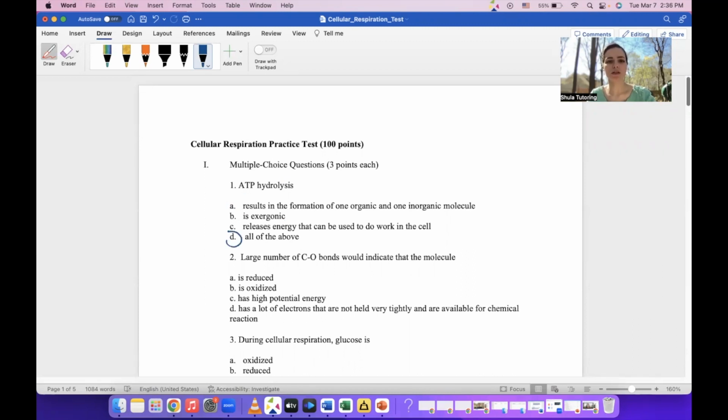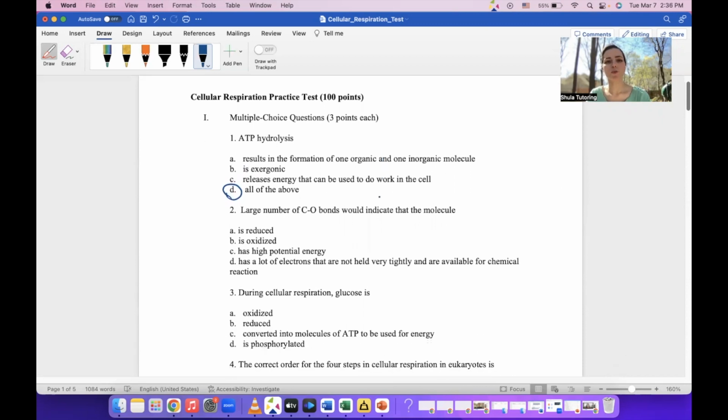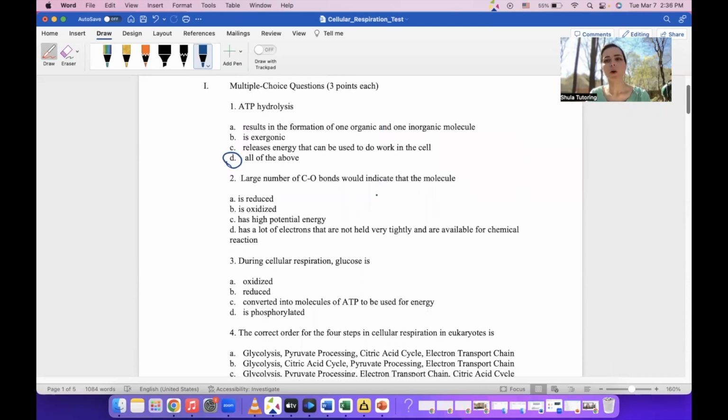So the answer is D, because ATP hydrolysis does release energy, which is choice C, but the definition of a reaction that releases energy is that it's exergonic, so that's also correct. And ATP hydrolysis will result in the formation of ADP, which is an organic molecule, and inorganic phosphate, which is an inorganic molecule. So choice A is correct as well. So we have to choose all of the above.